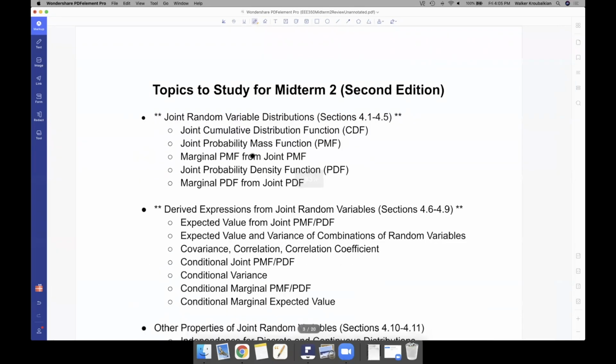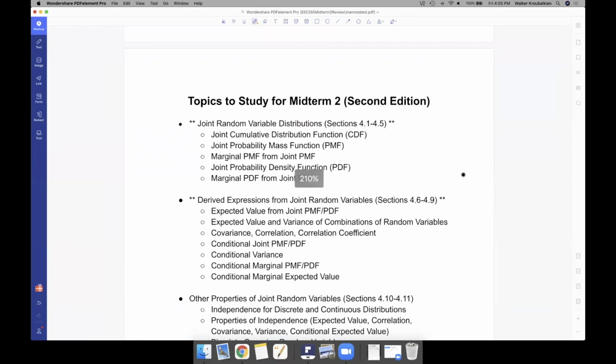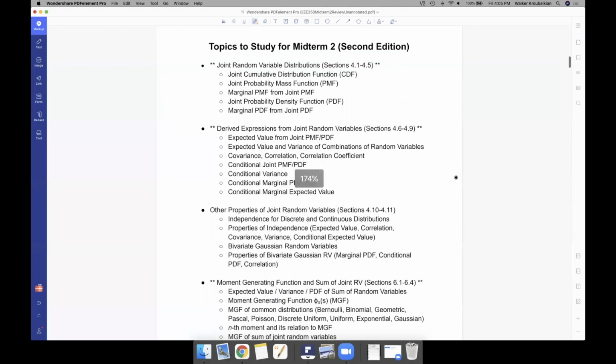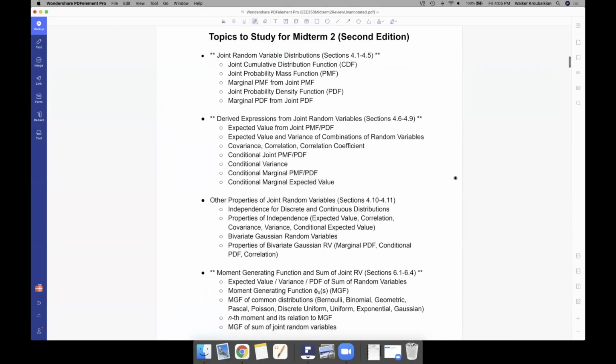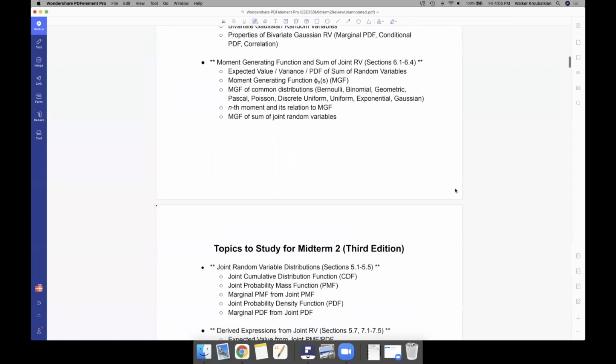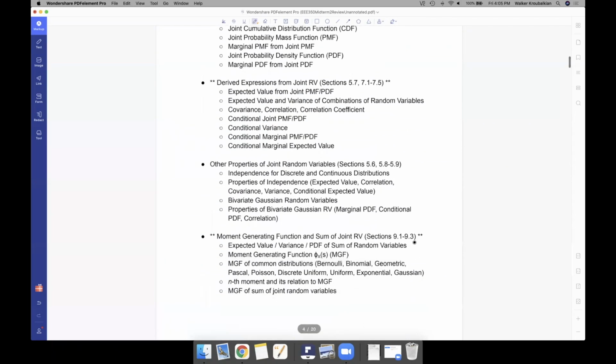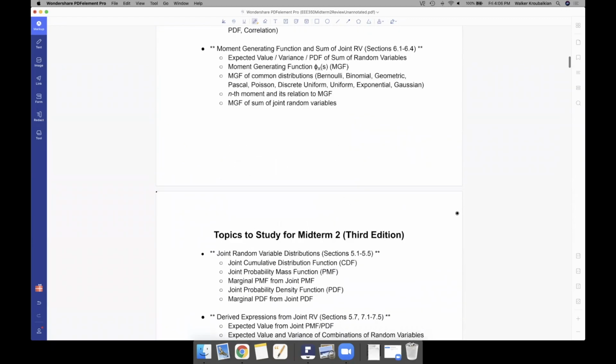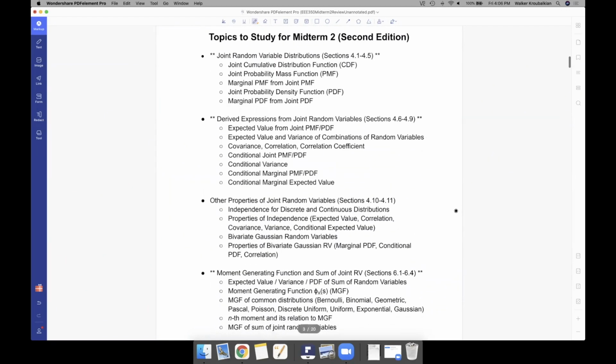So on to some topics for midterm 2. If you're looking for the textbook, these are the sections to pay attention to. Most of the material is from chapter 4 and chapter 6 if you're in the second edition, or I believe chapters 5, 7, and 9 in the third edition. I've separated them into a few different categories.